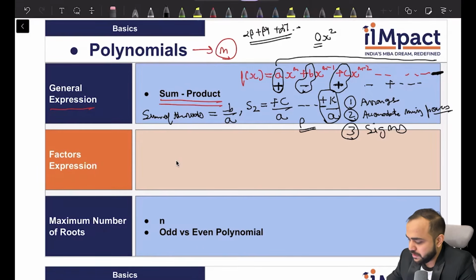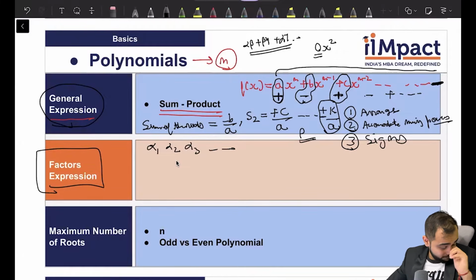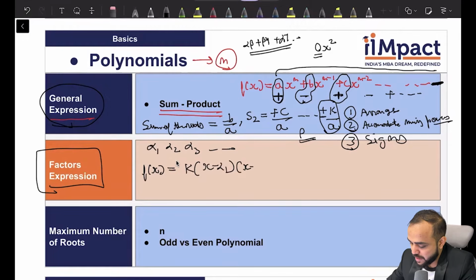All right, great. This is one way of representing a polynomial. There is another way. Let's say alpha 1, alpha 2, alpha 3, and so on are the roots of this given polynomial. Then you can express this polynomial f of x as some constant k into x minus alpha 1 into x minus alpha 2 into x minus alpha 3 till x minus alpha n.